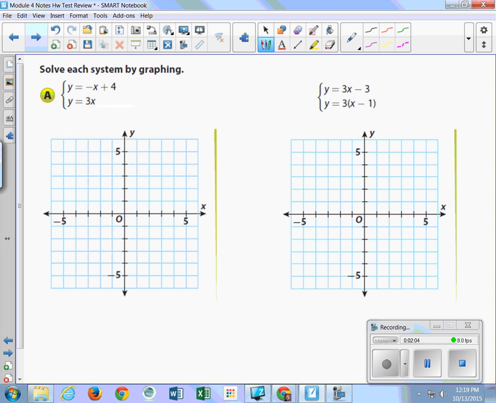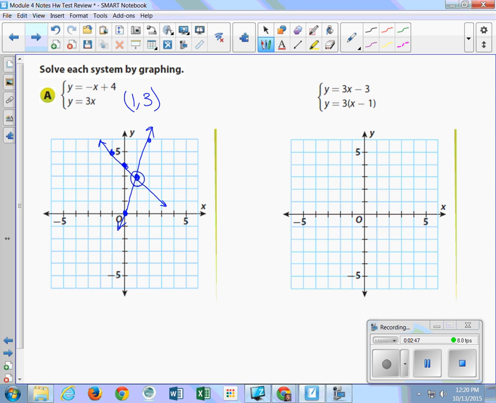On to the next page. We'll plot each of these equations and graph them. So +4 y-intercept, -1 over 1 slope. So I'm going to go up 1 to the left 1, down 1 and to the right 1. So I have something that looks like this. Y equals 3x. So y-intercept is 0. Go up 3 and over 1. My point of intersection is right there. So that is at 1, 3.